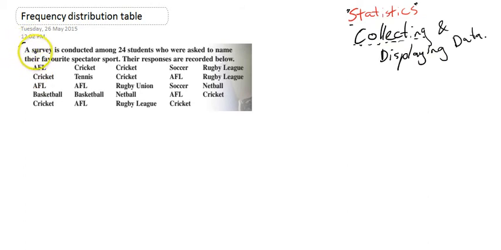Surveys conducted among 24 students who were asked to name their favourite spectator sport. Their responses are recorded below. Now, at the moment, what we have here, 24 individual responses, we would call this data.